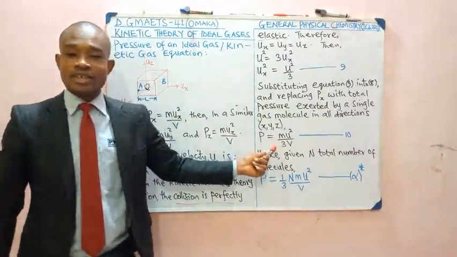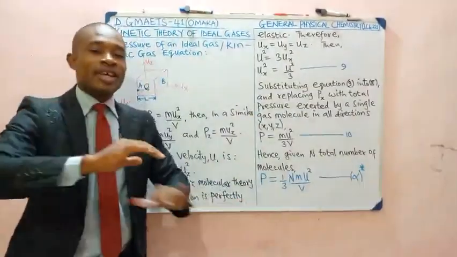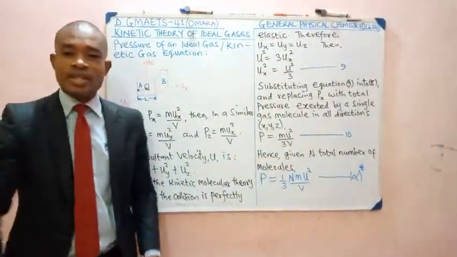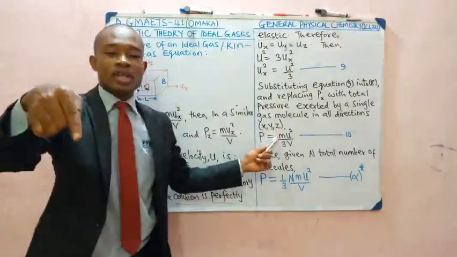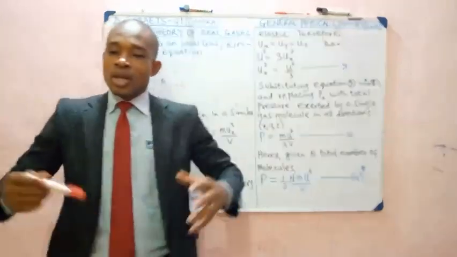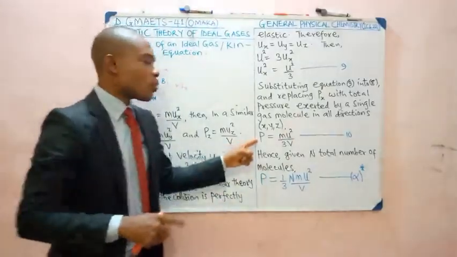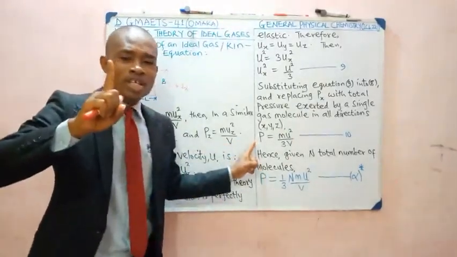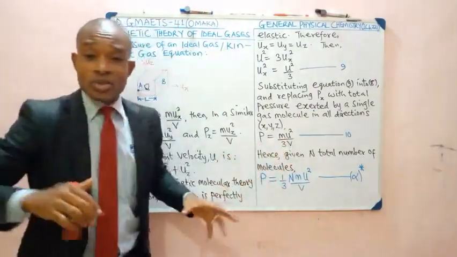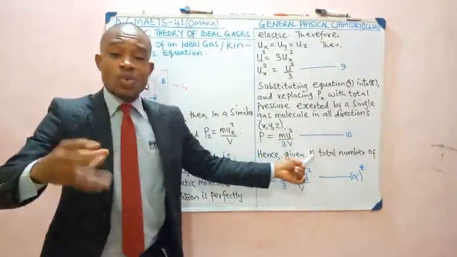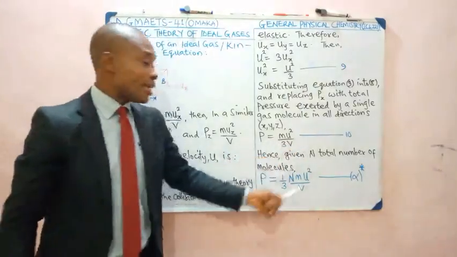If you substitute the square of resultant velocity divided by 3 here, that will give us this equation 10. Equation 10 is the pressure exerted by a single gas molecule in all 3 directions, x, y, z. Pressure exerted by what? A single molecule, because we are still dealing with mass of one molecule here. Hence, how do we now get the total pressure exerted? Considering all the molecules, where we refer to their number as capital letter N, all we need to do is to multiply this equation 10 by that capital letter N.